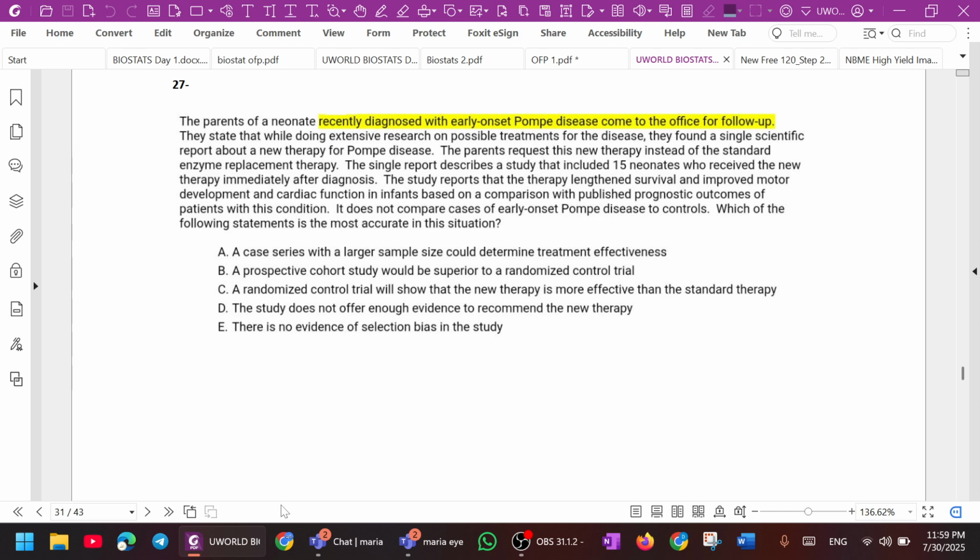The single report describes a study that included 15 neonates who received the new therapy immediately after the diagnosis. The study reports that the therapy lengthened survival and improved motor development and cardiac function in infants based on a comparison with published prognostic outcomes of patients with this condition. It does not compare cases of early onset Pompe disease to controls. Which of the following statements is most accurate in this condition?